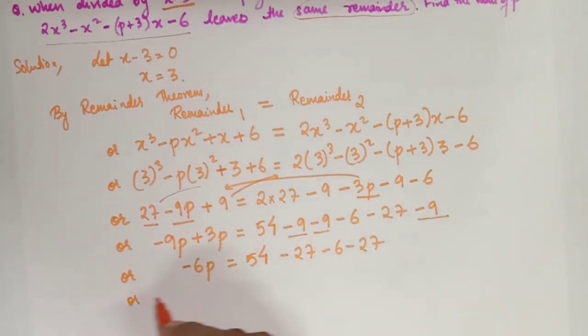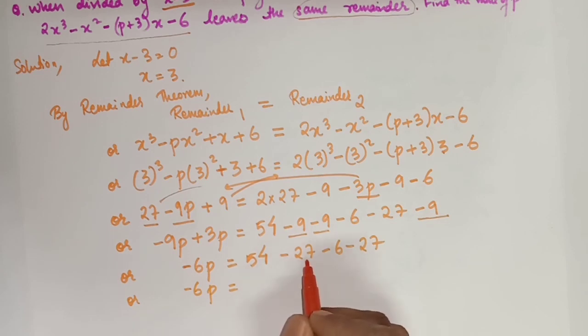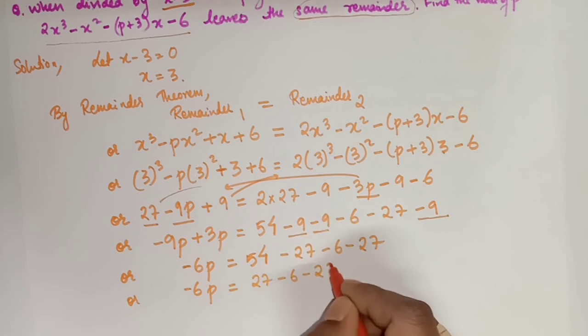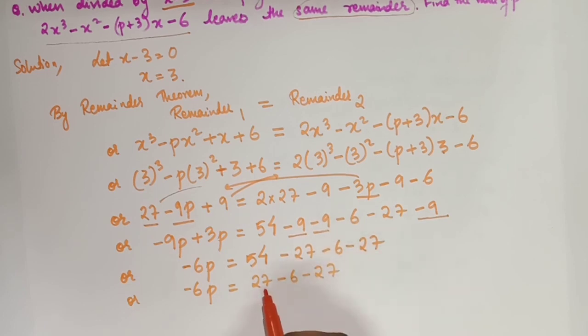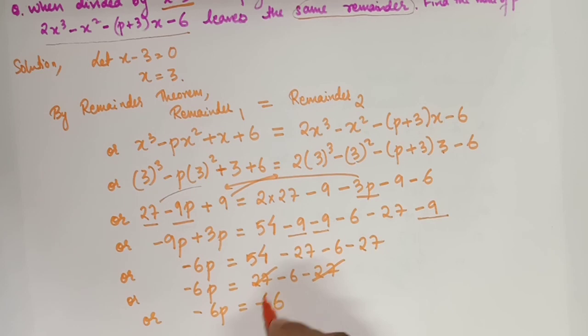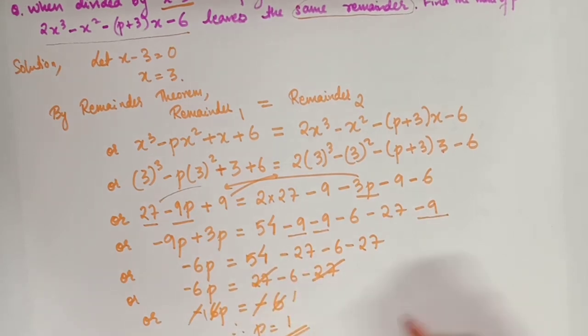So minus 6p equals to 54 minus 27. 54 minus 27 is your 27, minus 6, minus 27. So this side is plus 27, this side is minus 27. So both will get cancelled. So what did I get? Minus 6p equals to minus 6. So minus minus got cancelled. 6 ones are 6, 6 ones are 6. Therefore, p is equal to 1. So I got the answer, and you will get 4 marks.